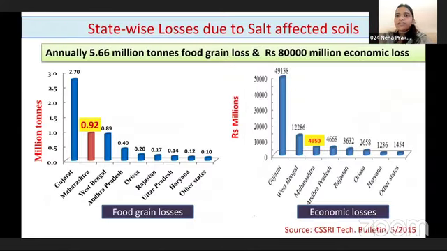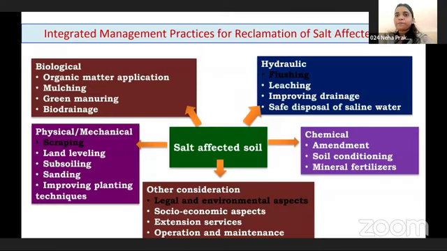This is the state-wise loss due to salt affected soil. We can see here that Gujarat is the leading state where the higher economic as well as food grain loss occurred. Thereafter Maharashtra, West Bengal. Annually we find that 5.66 million tons of food grain loss and rupees 80,000 million of economic loss we are facing only by the degradation from soil salinity.